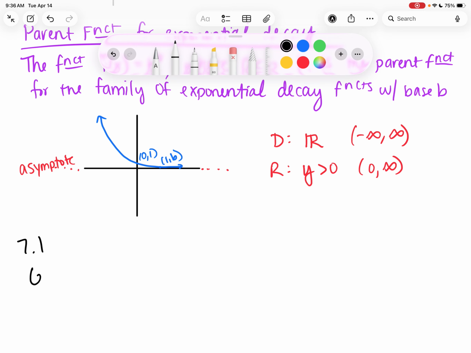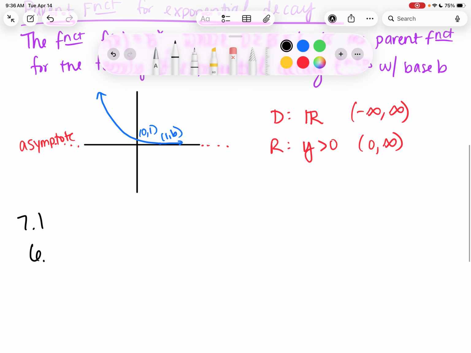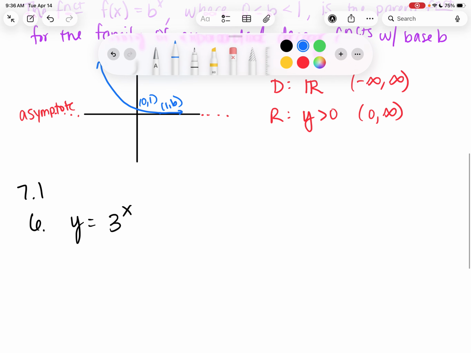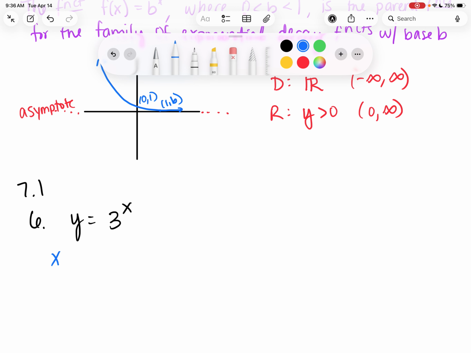Start with the basic one. Number 6. Y equals 3 to the x. So I set up a little table here for x and y. So I'm going to put in -1, 0, and 1 for x.